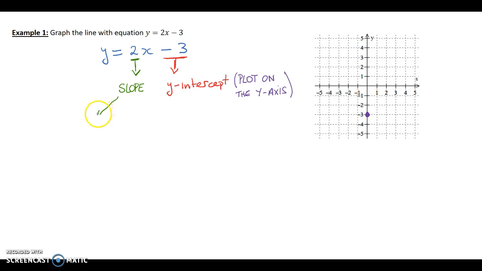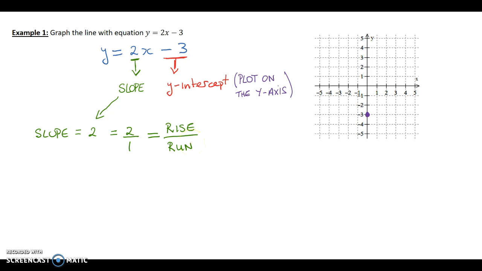We're going to take the slope next, and the slope is 2. And we write this as a fraction. So as a fraction, that's 2 over 1. But now, the other thing you should know about the slope, if you remember its formula from the notes, the slope formula is rise over run.